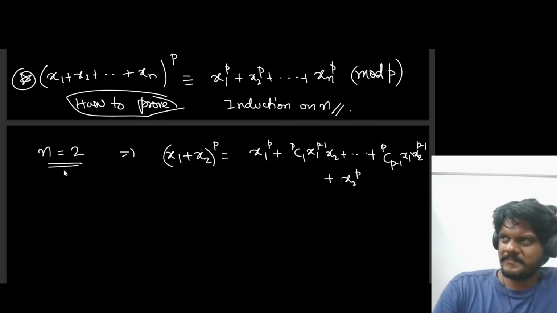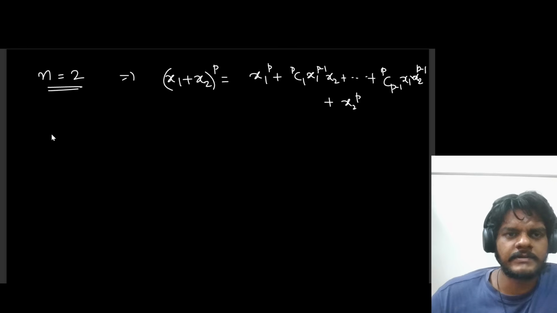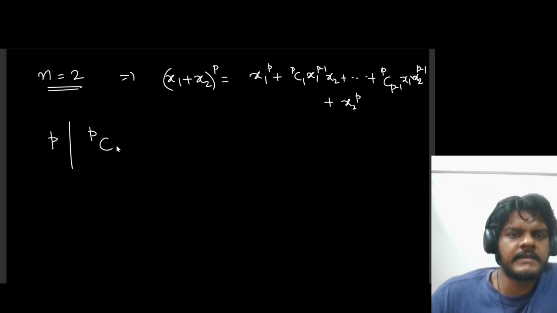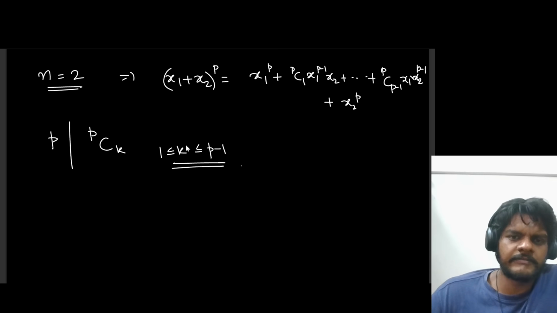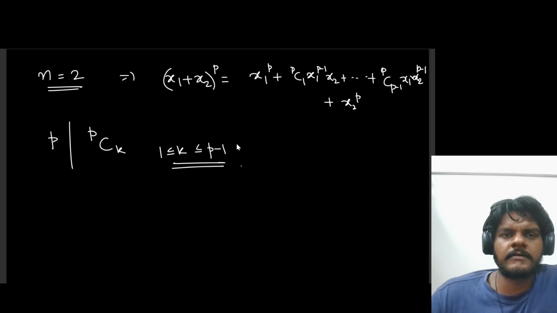Now there is a thing which we will be using. There is something which we need to use. What is it? p always divides pCk, whenever k is between 1 and p minus 1. Otherwise it is 1. So if k is 0 or p, it is 1. So p always divides this. I could leave that as homework, but I think the crux of the matter is you just write it. What is this?